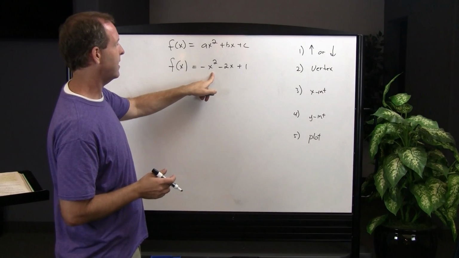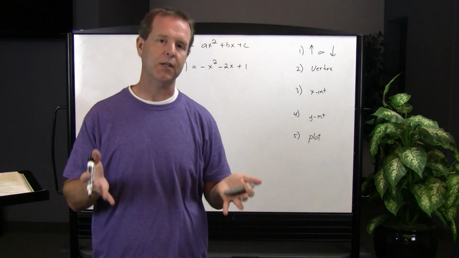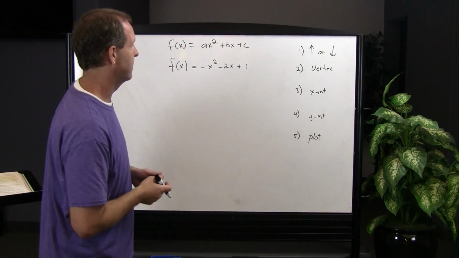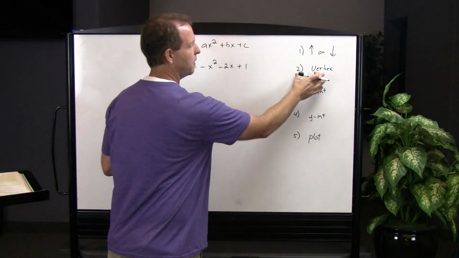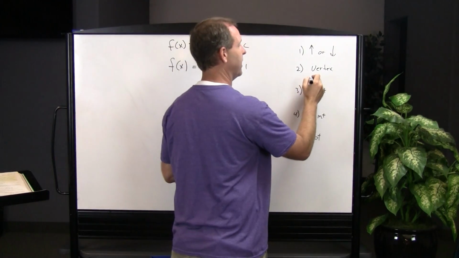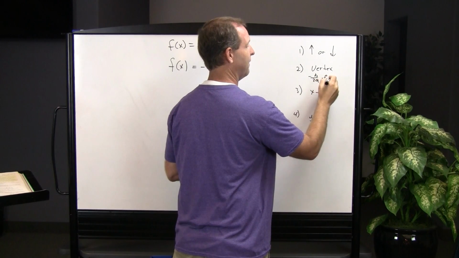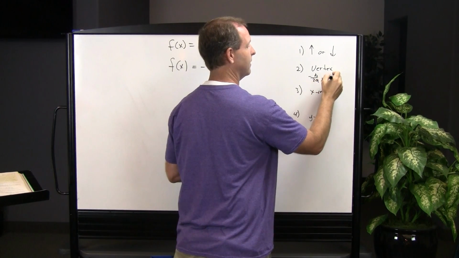So in our example right here, our leading coefficient is a -1. So we know that this graph opens downward. The second part is our vertex. And our vertex is going to be determined by the point -b over 2a, and that point evaluated in the function.